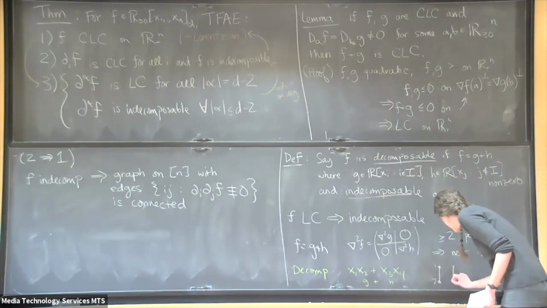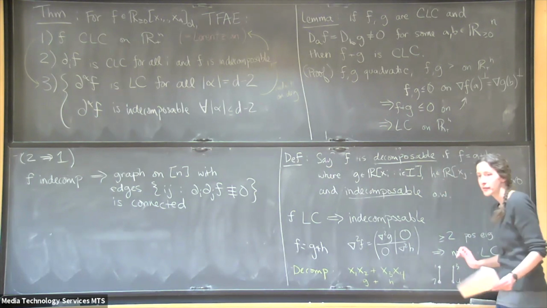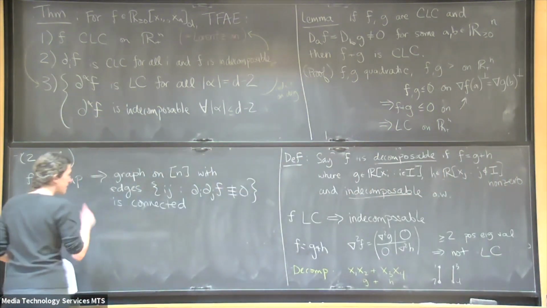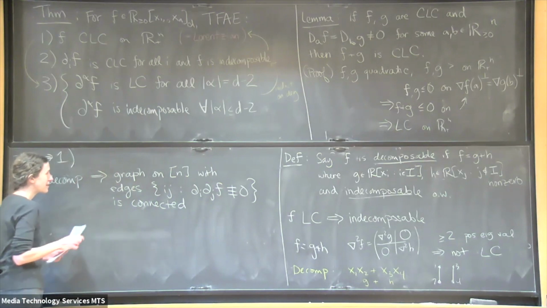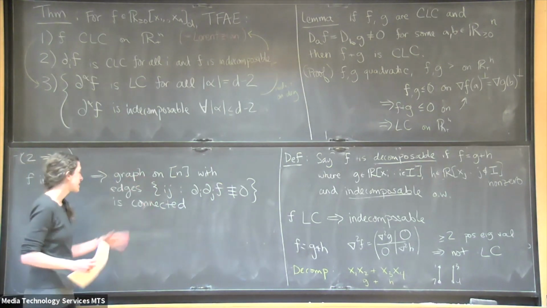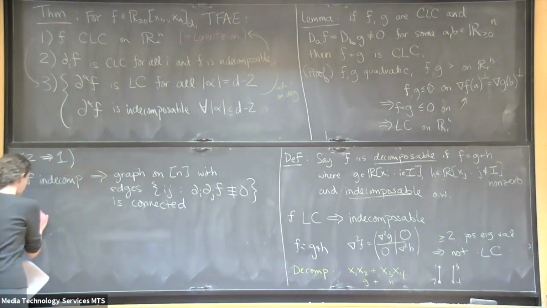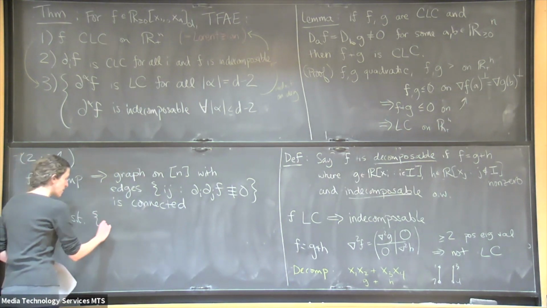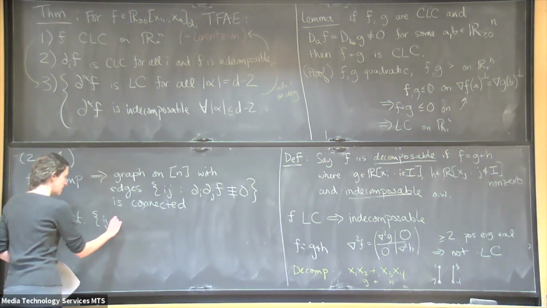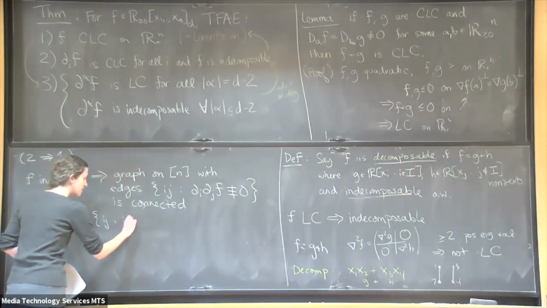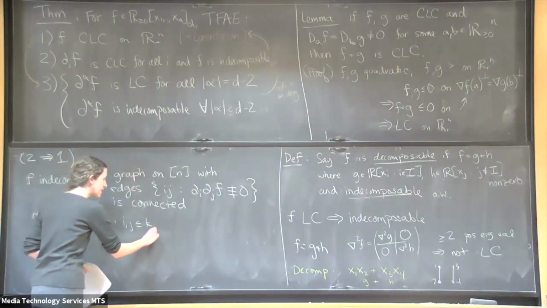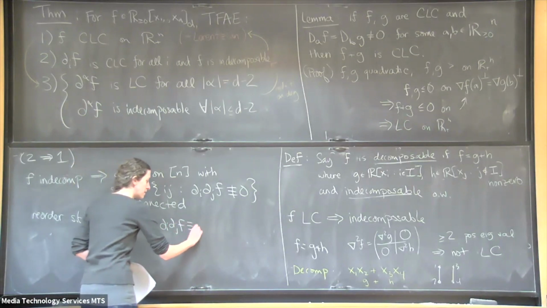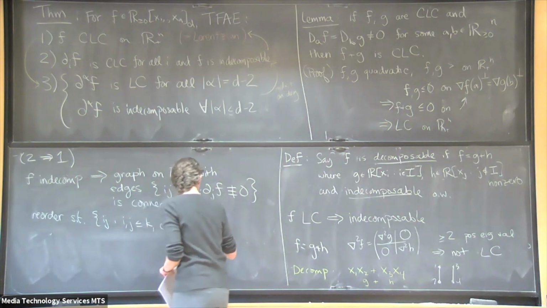Here I would draw this graph: 1, 2, 3, 4. It's another way of writing this. And so in particular, what I'm going to do is reorder the vertices so that all truncations, with i and j less than some value k, and this graph is connected.